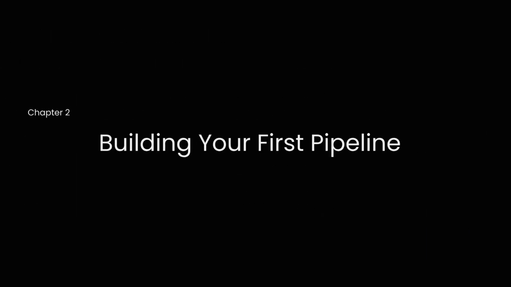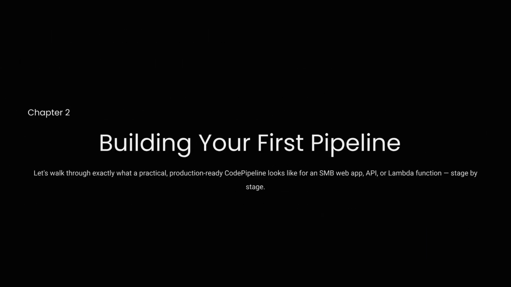We are now moving on to Chapter 2, Building Your First Pipeline. We will walk through exactly what a practical, production-ready code pipeline looks like for a small to medium-sized business web application, API, or Lambda function, stage by stage.